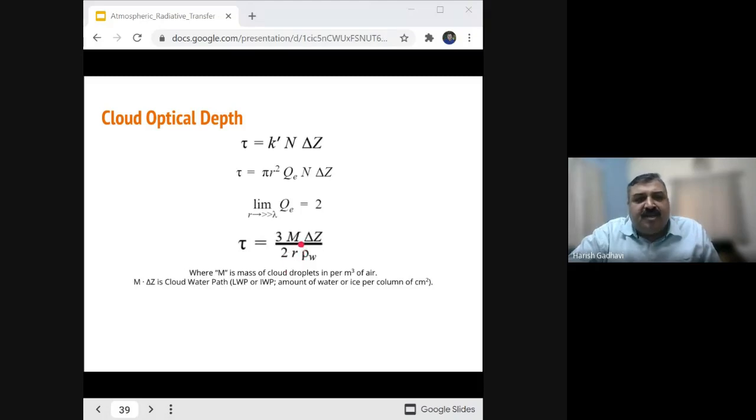So what is the particle? Here, particle is the cloud droplets or the ice droplets. We could write this equation because we know the extinction efficiency goes to 2 when R is much larger than the wavelength, or the size of the droplet is much larger than the wavelength of the radiation we are interested in. So this is true for the visible wavelength. This may not be true for the infrared wavelengths.